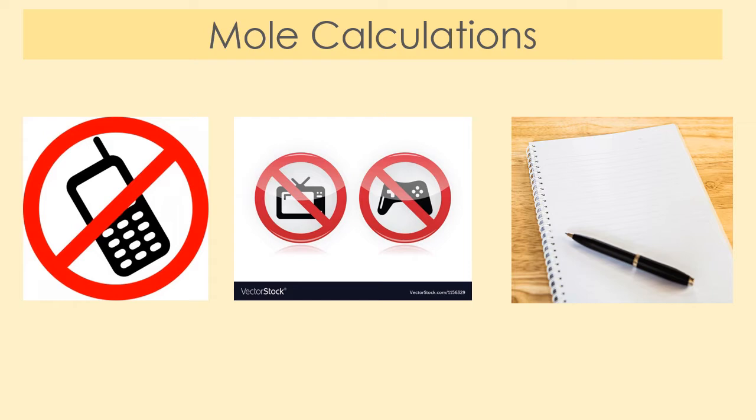Now, quick reminder, please make sure you've not got your phones on distracting you, you've not got the TV on or playing any games in the background. You also need a pen and paper, and you will need a calculator as well, probably. Now, if you've got your phone, use your calculator on your phone. That will be useful. Or hunt around and try and find the calculator you use at school.